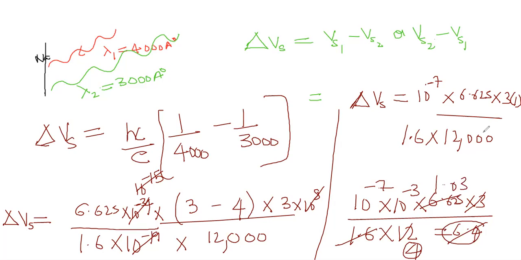Understood? Is that clear? Into how much we got? 10 power minus 10. Okay. Understood that? So the 10 power minus 10 we need not bother. So the angstrom units have to be converted here. Then we will get the exact value 1.03. Okay, clear? Understood?